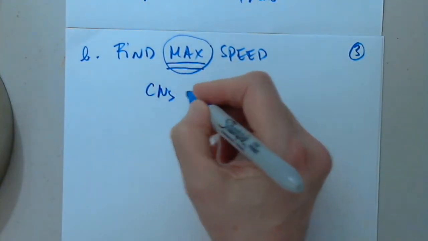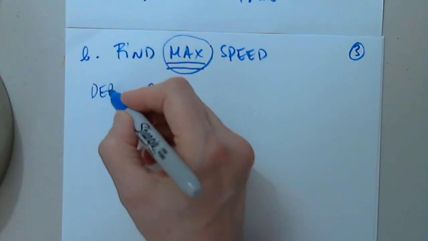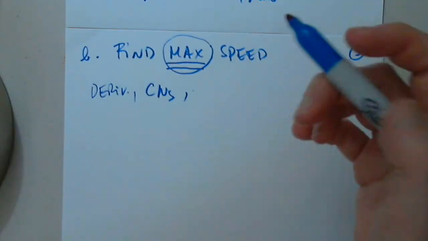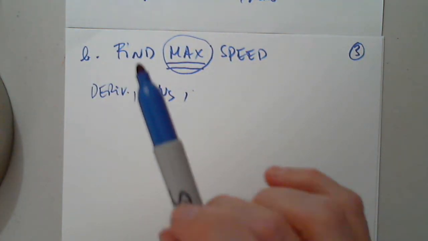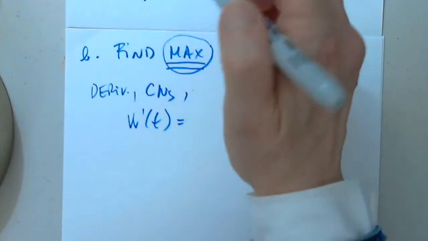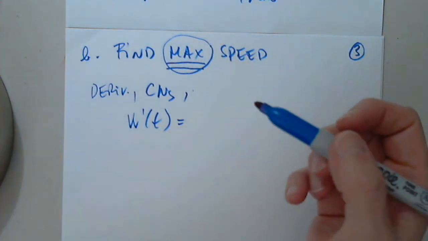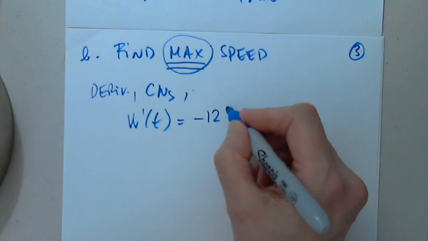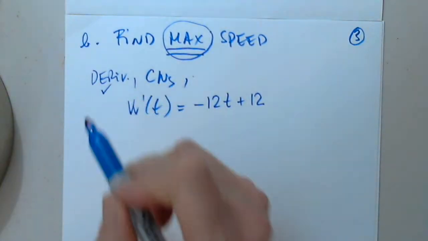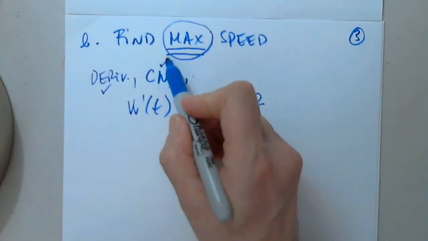Perfect. Critical numbers, in other words, the derivative, and critical numbers, and set them equal to 0, and then find the sign. Excellent. So then w prime of t, this is the derivative, but for us this is a function as well. So we have negative 12t plus 12. So I found the derivative. Now how do I find the critical numbers?